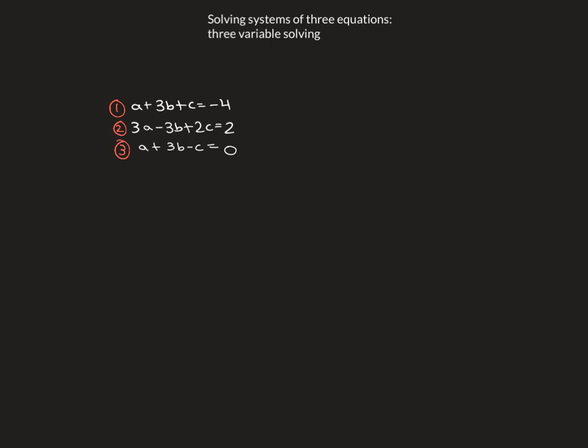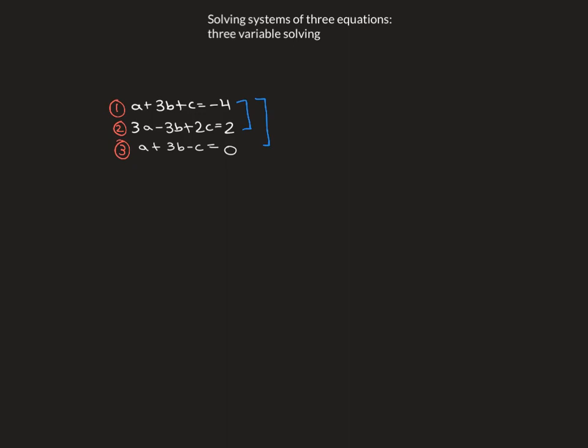Now, the second step is to pair up your equations. So you want to make two separate pairs. What I mean by that is, let's just say we can pair up equations 1 and 2, and then we can pair up equations 1 and 3. You could have also done 2 and 3. It doesn't really matter. You just need two separate pairs.